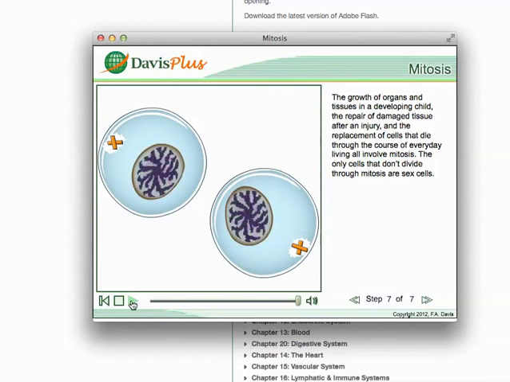So it's important that you understand these four phases and what happens during each phase, because that will definitely be a part of your test and it's something that you need to know going forward. So that finishes up this lecture.